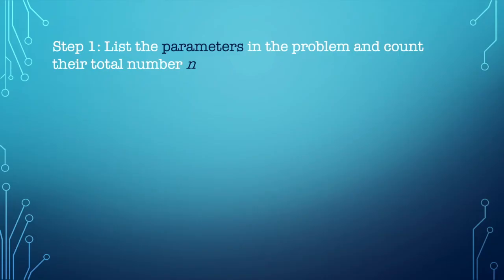So let's take a look at the first step. List the parameters in the problem and count their total number n. Let me change to the pen first, and the color of the pen will be black. So we have to list all the parameters. Now I will write that F, force on propeller, is a function of diameter, velocity, forward velocity or velocity of the plane, and then density, revolutions per second, and dynamic viscosity.